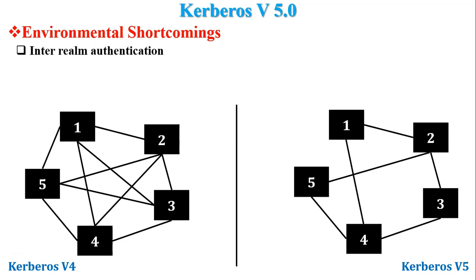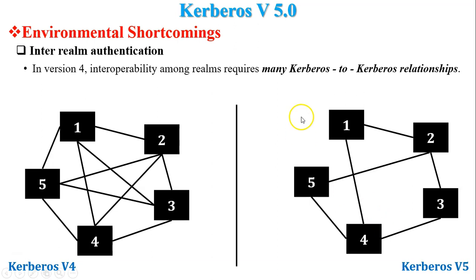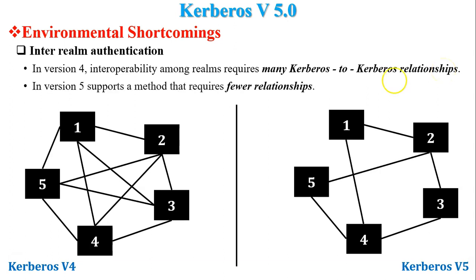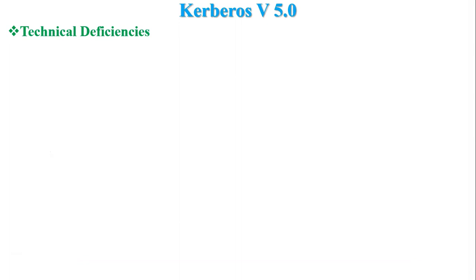So based on this scenario, we can say in Kerberos version 4, interoperability among realms requires many Kerberos to Kerberos relationships and it may be vulnerable. Also, in Kerberos version 4, interoperability among n realms requires on the order of n square Kerberos to Kerberos relationships. But Kerberos version 5 supports a method that requires fewer relationships. There are fewer relationships in Kerberos version 5, but still we can say Kerberos version 5 is more secure than Kerberos version 4. Next area of limitation in Kerberos version 4 is technical deficiencies.